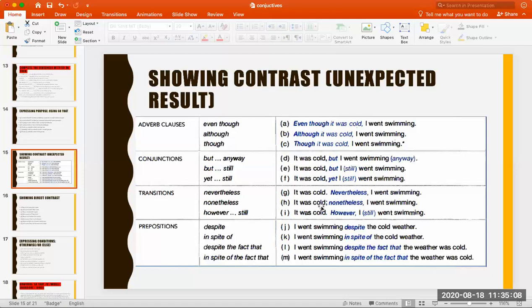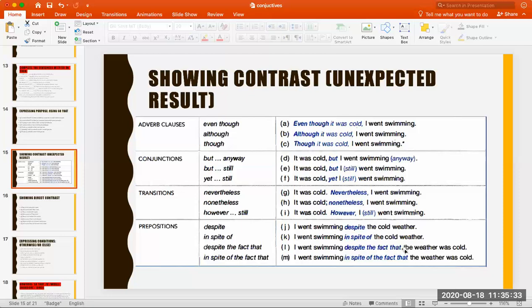This one is compound because of the semicolon. If you take out the semicolon and use a comma, it's wrong. This will be in your exam. It was cold; nevertheless, small letter, and then an optional comma, I went swimming. It was cold, however, I went swimming. With however, if you replace the full stop with a semicolon, it becomes a compound sentence.